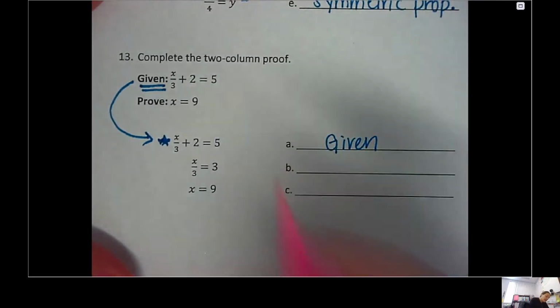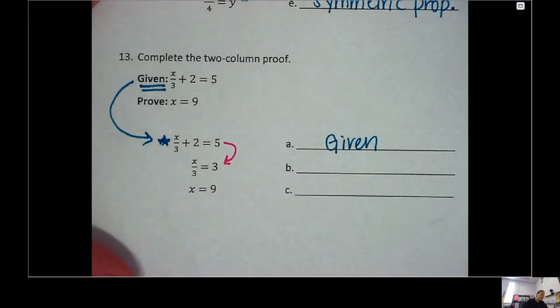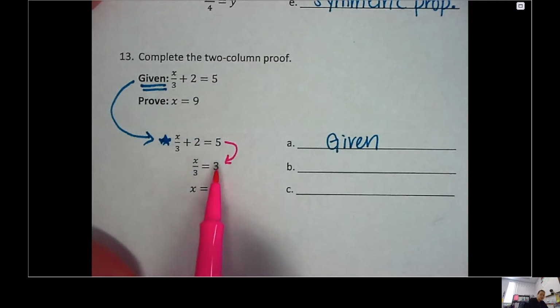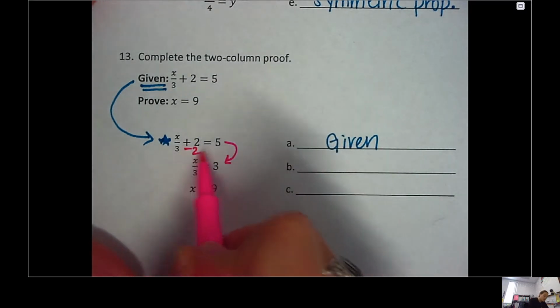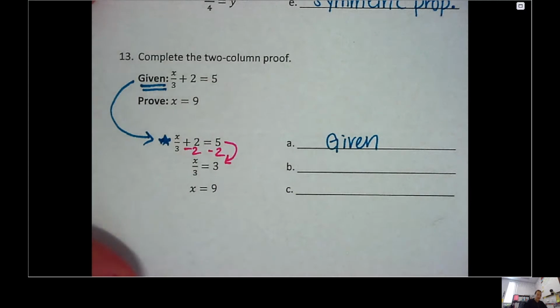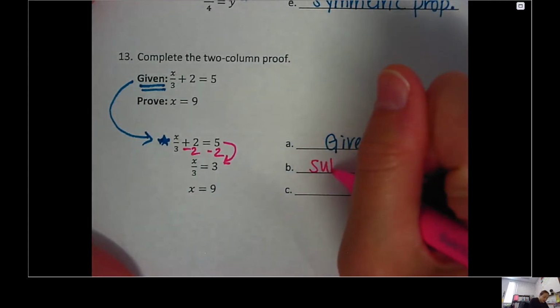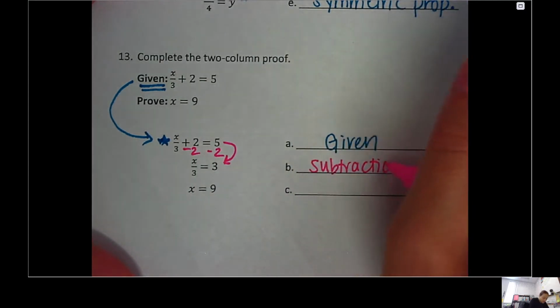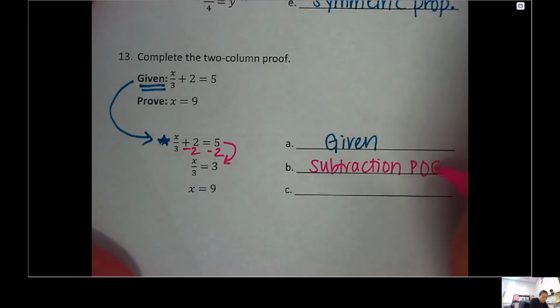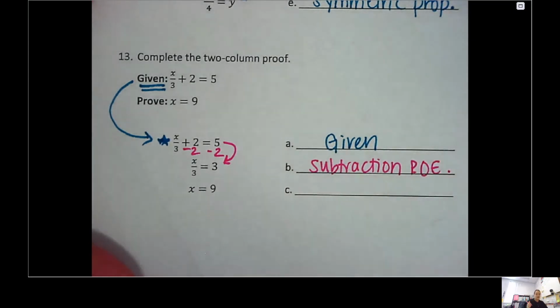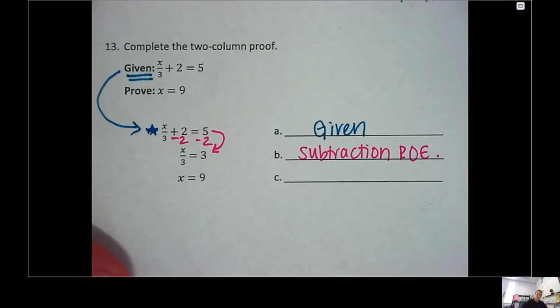To get from A to B, what I noticed is that the 5 changed to a 3. So what I ended up doing was subtracting 2 from both sides. That is the subtraction property of equality because it's on both sides of the equation.